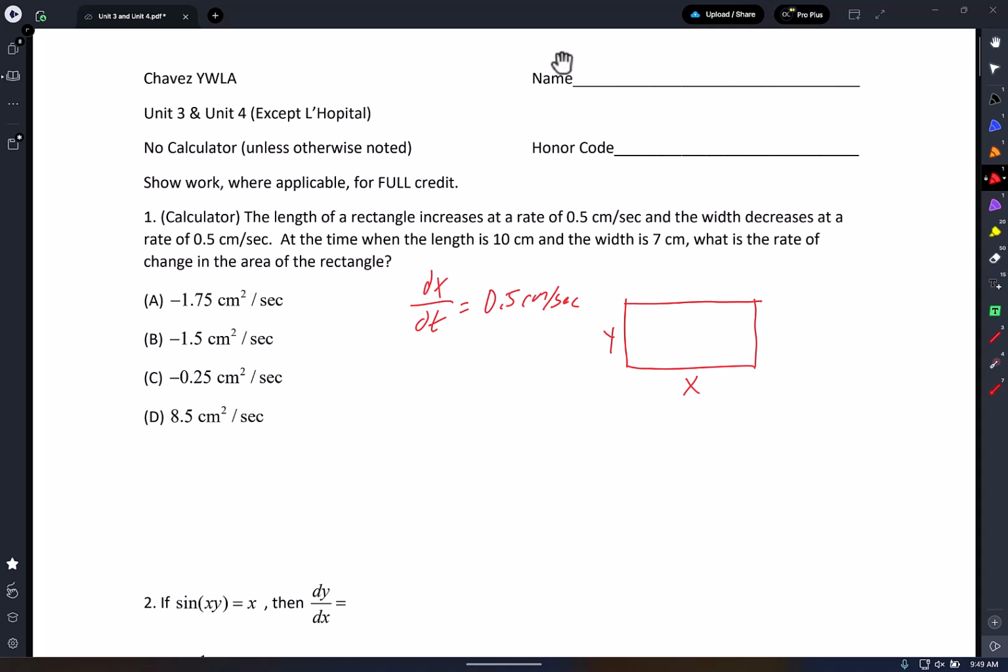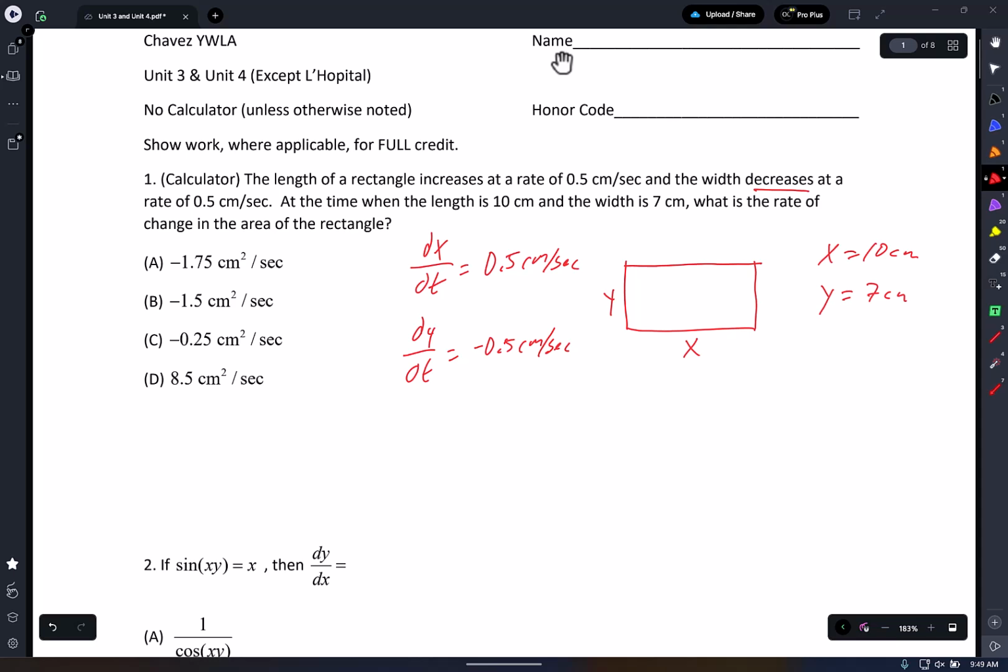And the width decreases at a rate of 0.5 centimeters per second. So I'm going to call y my width. So my dy/dt is decreasing, so it's going to be negative 0.5 centimeters per second. At the time when the length is 10 centimeters, so when x is 10, and the width is 7 centimeters, so y is 7, what is the rate of change of the area of the rectangle?